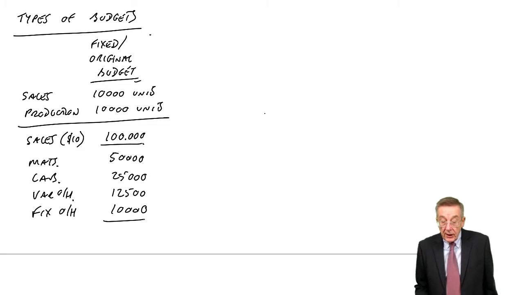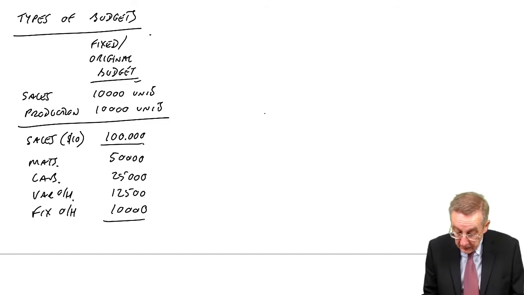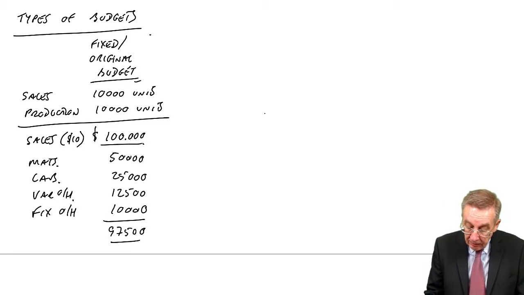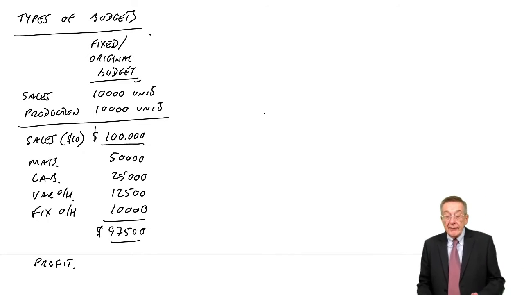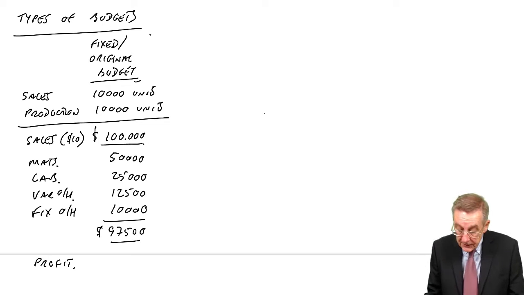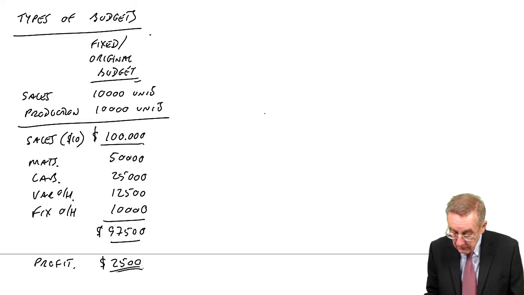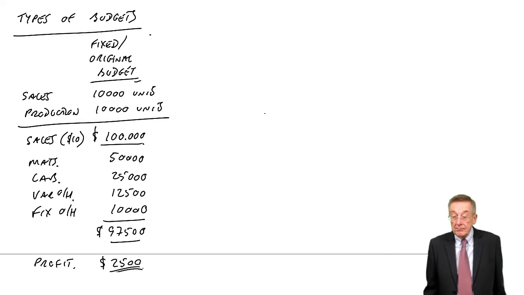So the total budgeted costs, 75, 85, 90, well, it's there anyway, 97,500. And so the budget profit, 100,000 revenue, 97,500 costs, a budgeted profit of 2,500. No problem.